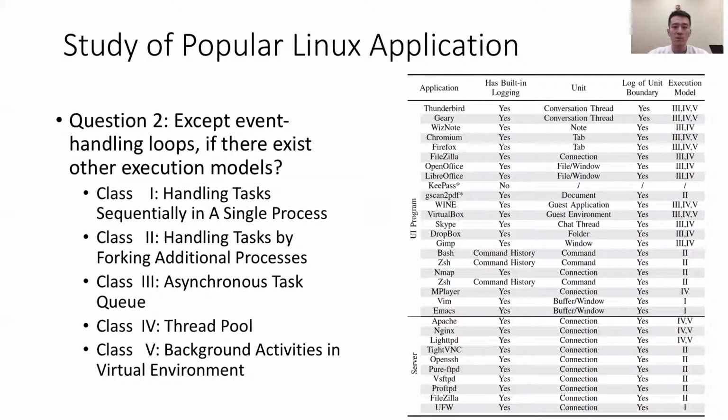Based on the study, most server applications use class 2, which uses event handling loops to receive tasks and fork new processes. This is why previous work can handle server applications. However, most UI applications, such as Firefox and Thunderbird, leverage classes 3, 4, and 5. Based on the study, we propose a universal model which covers all these models.